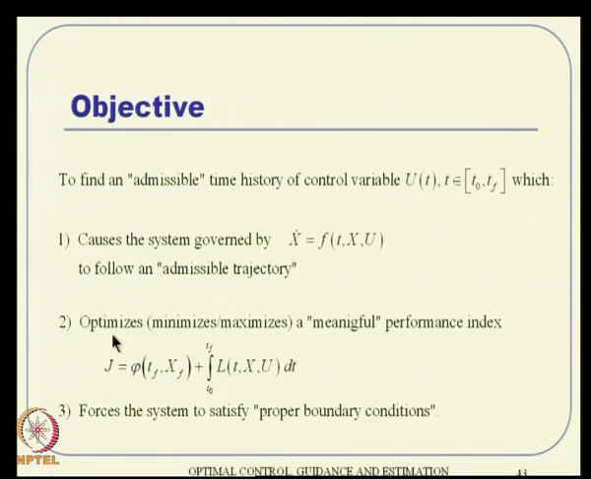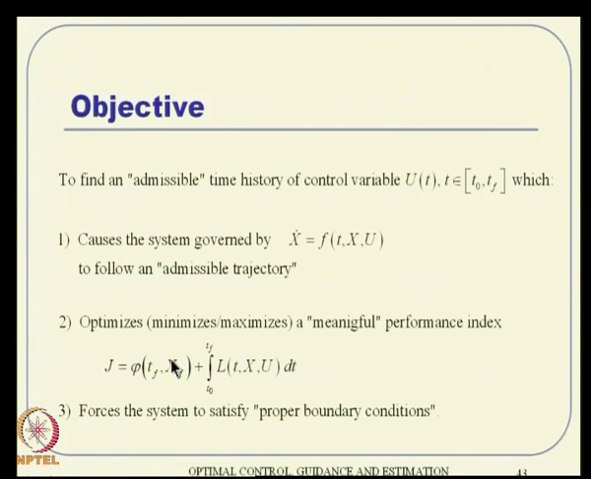On the way, it should also optimize, that is minimize or maximize, a meaningful cost function, and it should also satisfy the system's boundary condition, whatever boundary condition you want to impose. Either it can be a position constraint or a time constraint or whatever you want to impose on the final state, it should satisfy that as well. And on the way it should handle this cost function, which contains partly the path dependent cost and the final boundary condition cost.